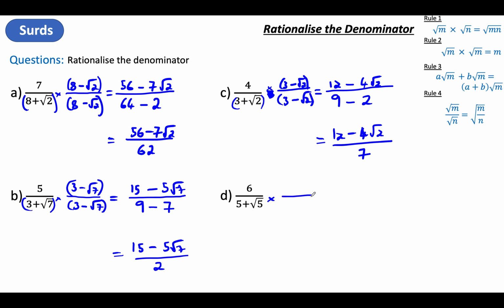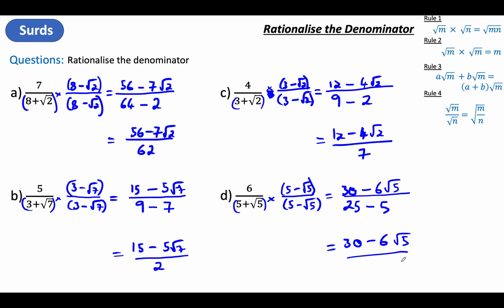And one last one, I'm sure you'll be pleased to hear. We're going to times this by 5 take away root 5, and then we're going to multiply the tops, multiply the bottoms, aren't we? 6 times 5 is 30, take away 6 lots of root 5, and then foiling the bottom, 5 times 5 is 25. And we'd end up with 5 lots of root 5, negative 5 lots of root 5, which would cancel out. And then negative root 5 times positive root 5 is just 5. So our final answer is 30 take away 6 root 5 all over 20. Okay, apologies about that little confusion in the middle there, but we did get it right in the end.